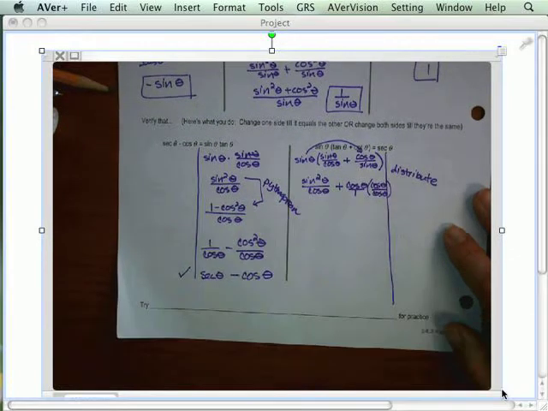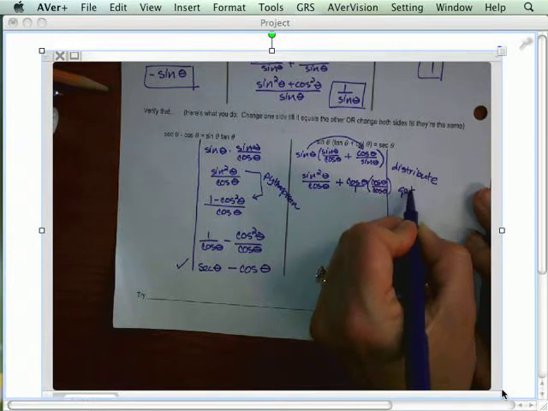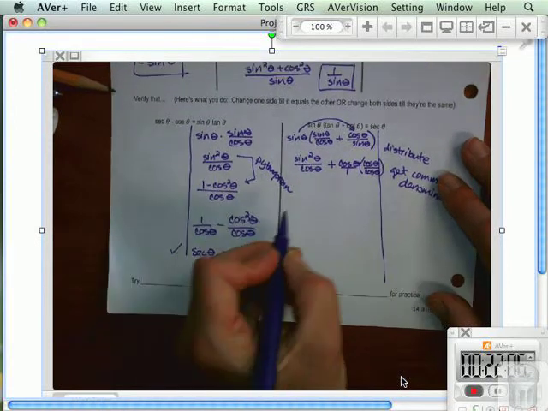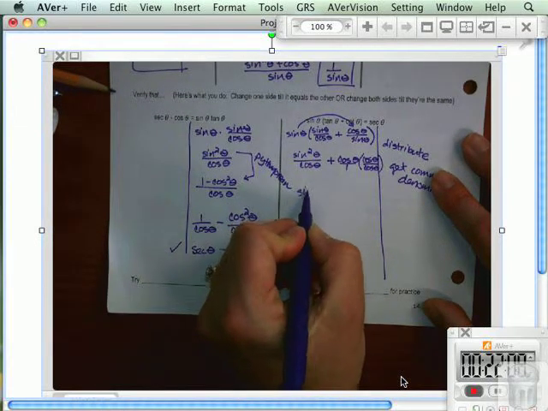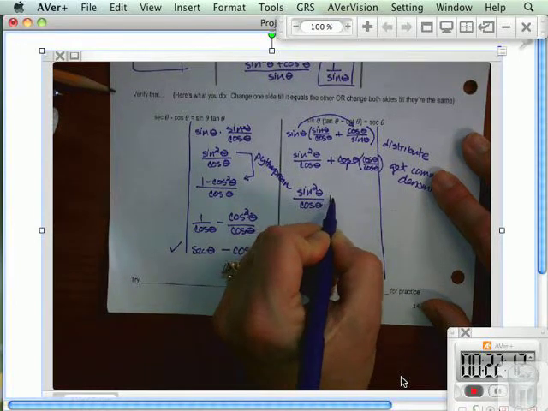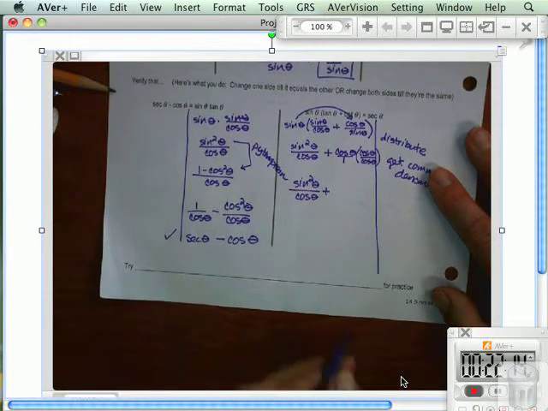So here I got a common denominator. You're almost there, I promise. Okay, so then this becomes this. The sine squared of theta over cosine theta plus, can you see where we're going here? It's exciting.